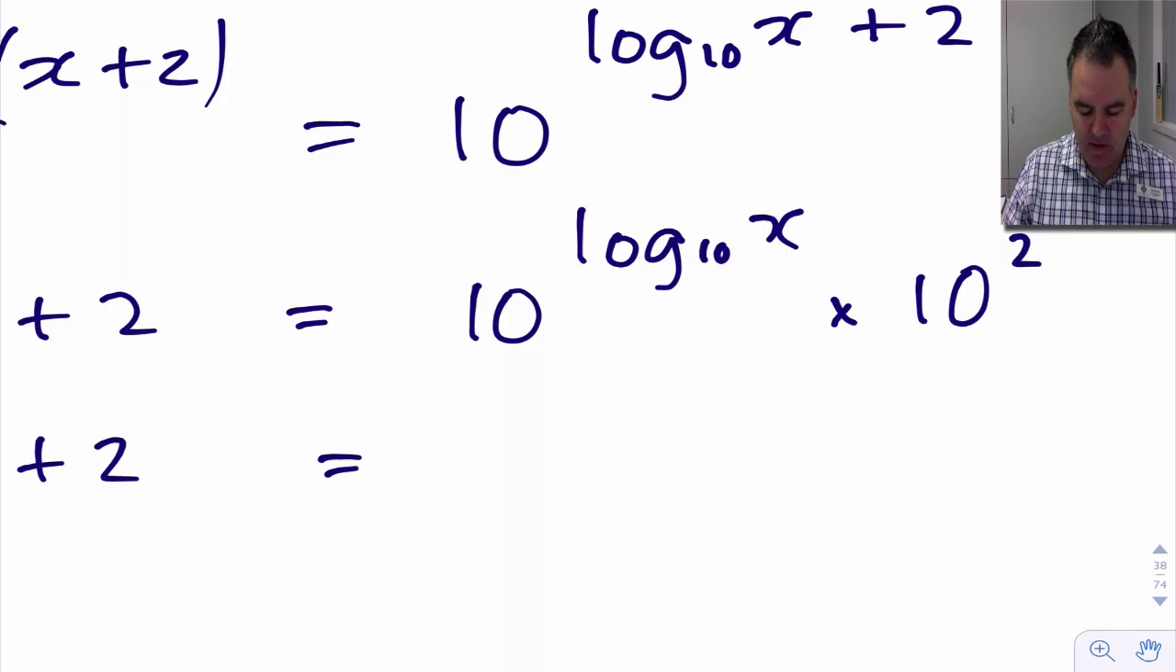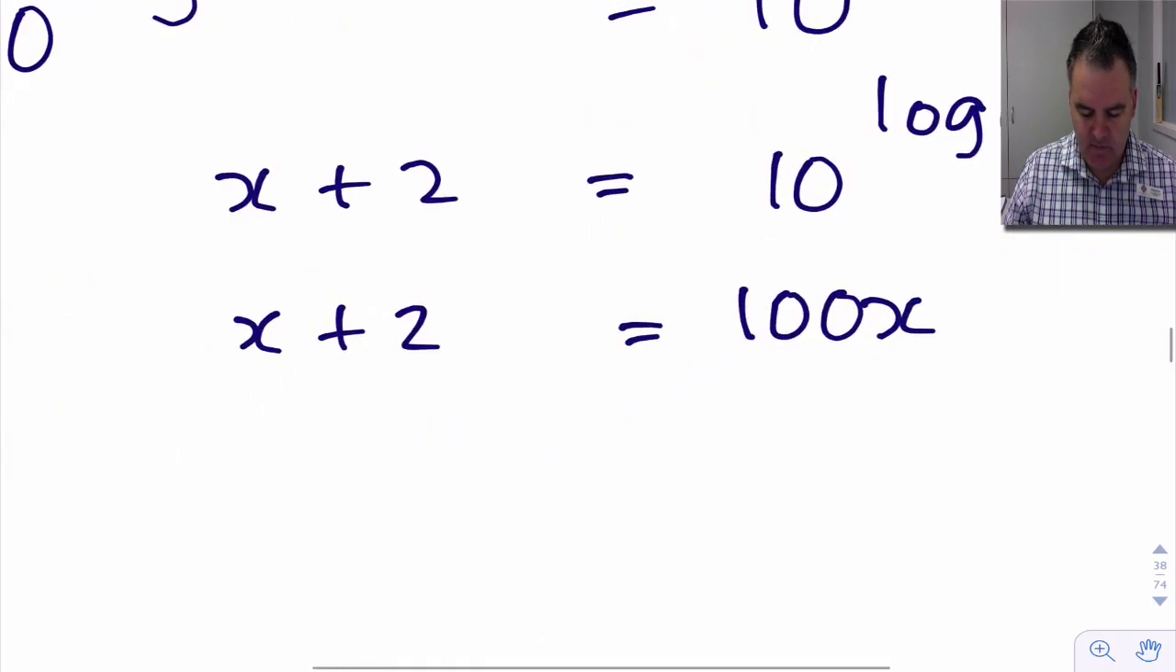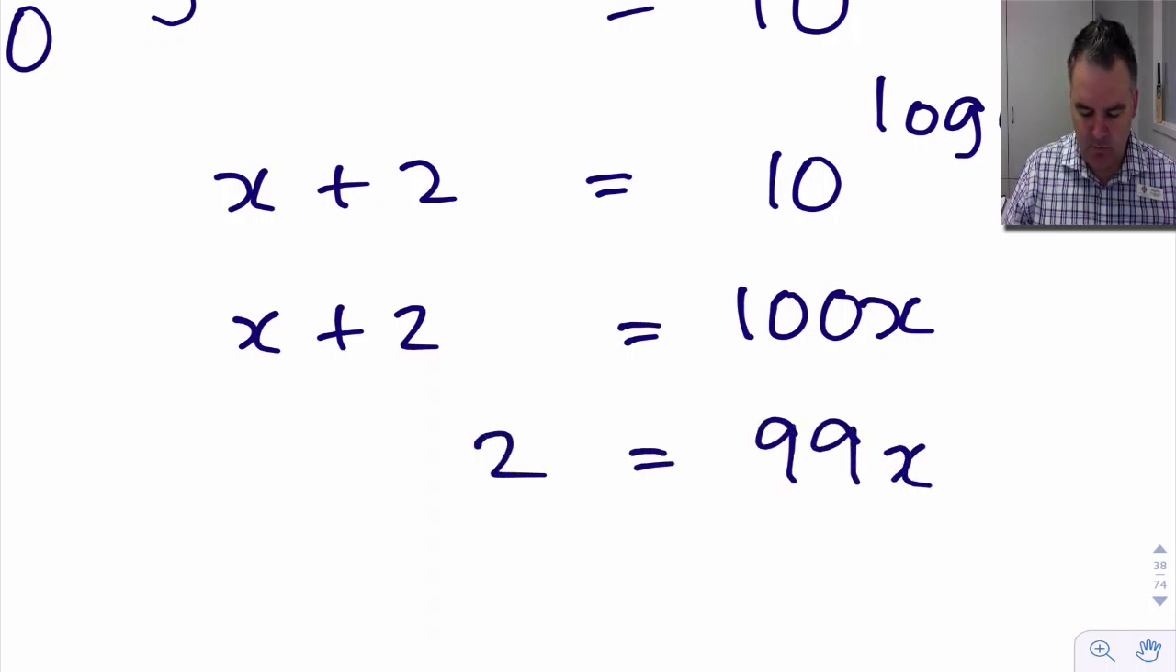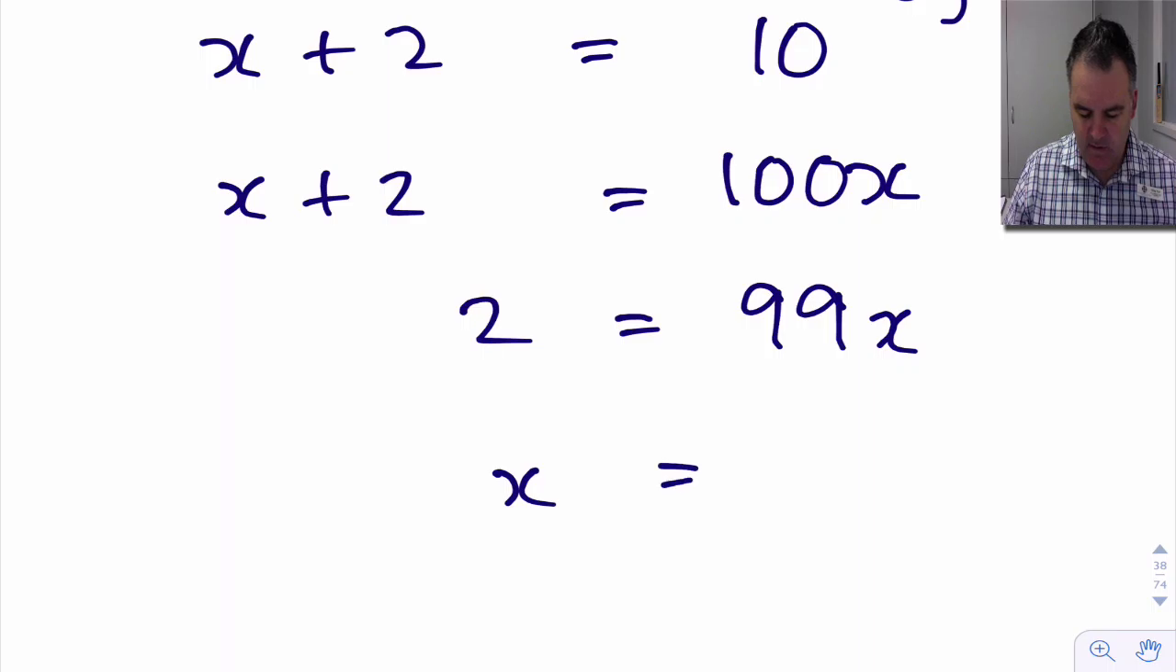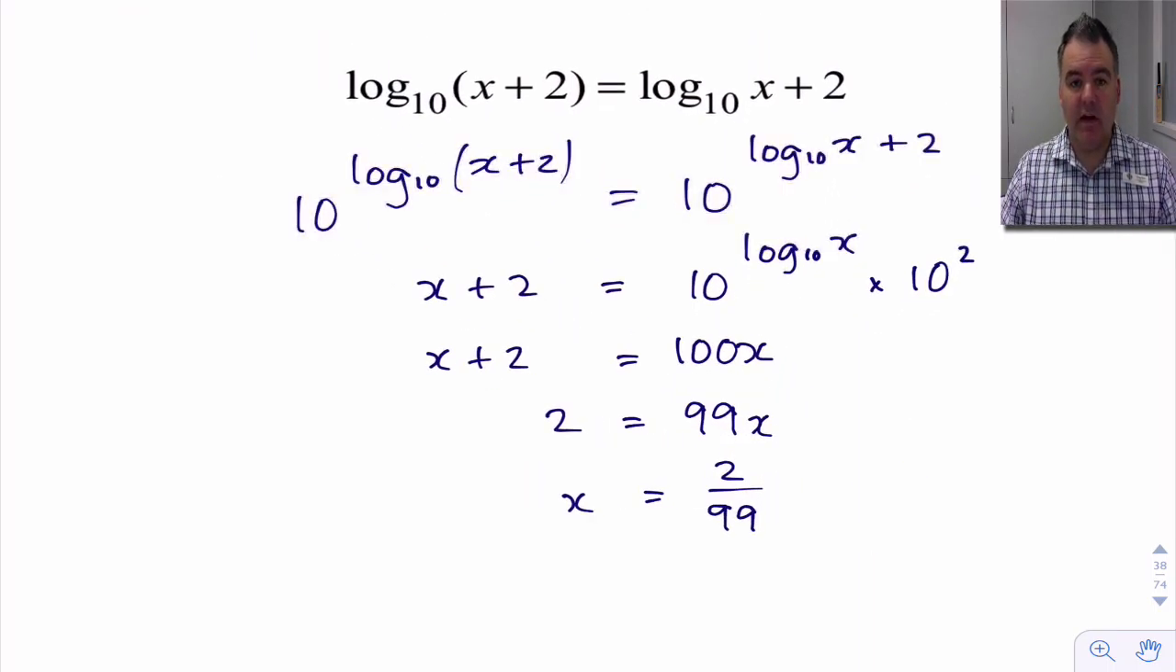10 to the power of log base 10 x is just x, and 10 squared is 100. So now we've got a really easy equation to solve. 99x equals 2. x is 2 over 99. So again, you could solve that equation in the non-calculator section. I'm not using my calculator here because it's pretty easy to do. So I expect to maybe see some of these solving logarithm equations in the non-calculator section, which tests your algebra skills to be able to do this, taking logs of both sides, things like I've been showing you.